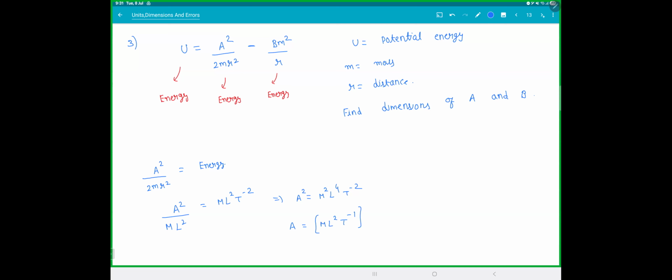So that whole term A square by 2mr square must have the dimensions of energy. Using the same logic, I can also say B into m square by r will also have dimensions of energy. So this is B, m square is mass square, r is length L, energy is ML square T minus 2. So B will be M minus 1 L cube T minus 2.